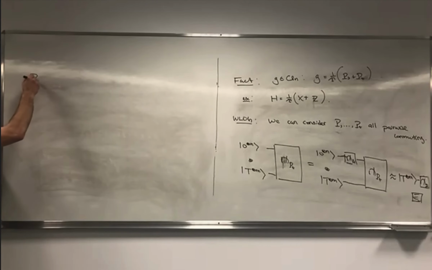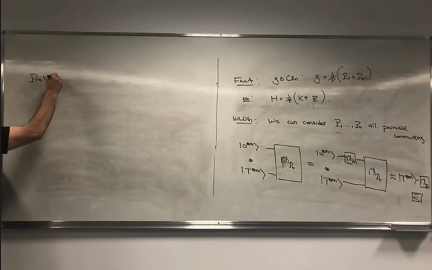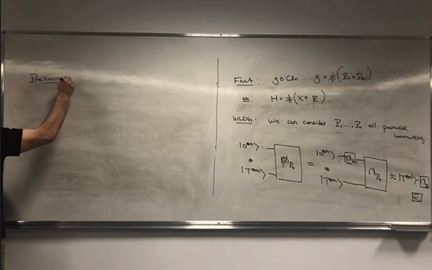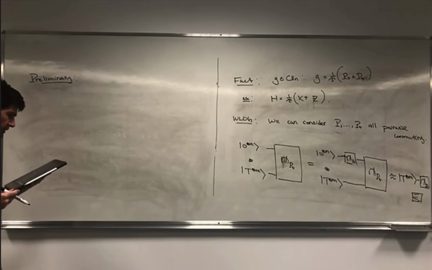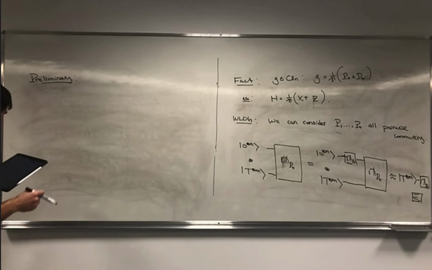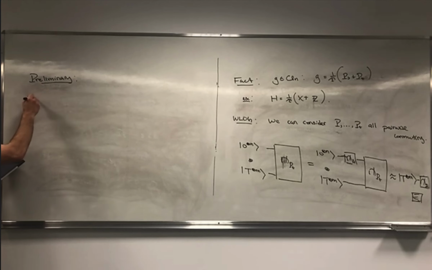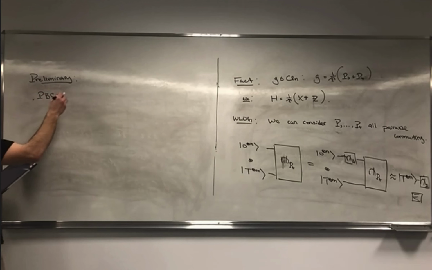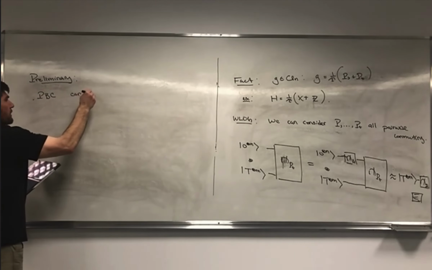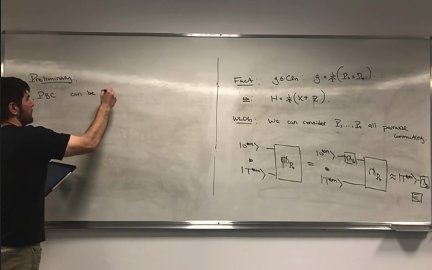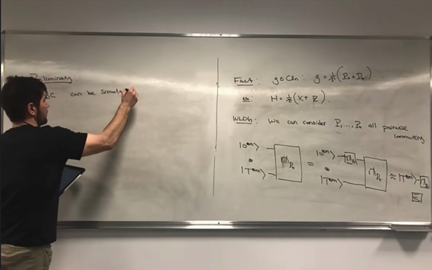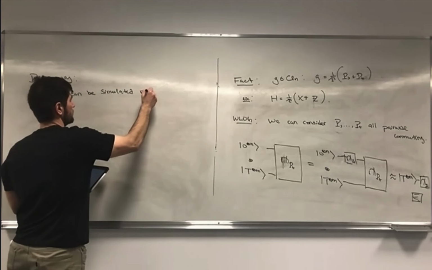So we want to prove theorem 4. But before I state what it is, let's just introduce some other ideas. So the basic idea is that Pauli-based computation can be simulated more efficiently than expected.